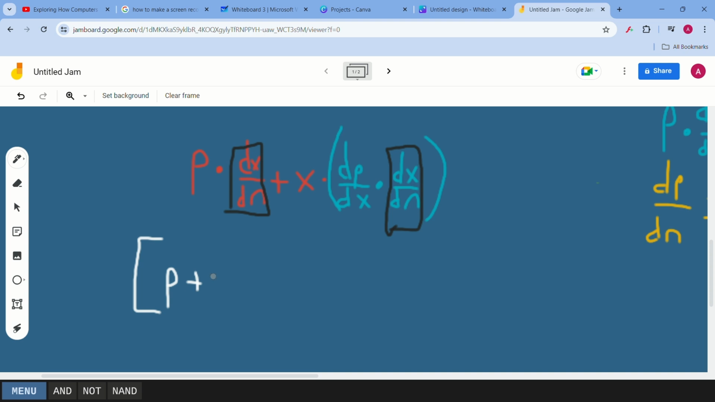plus x times, oh wait, the parenthesis isn't good. dp over dx, and we have to remember this dx over dn is gone. It's not there. We took it out. And by took it out, I don't really mean take it out, because in reality, we're just keeping it right outside the parenthesis.